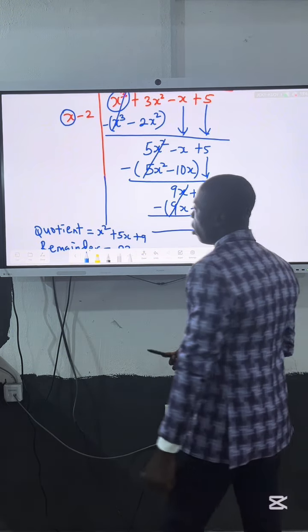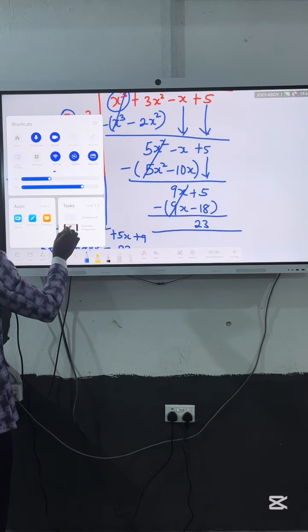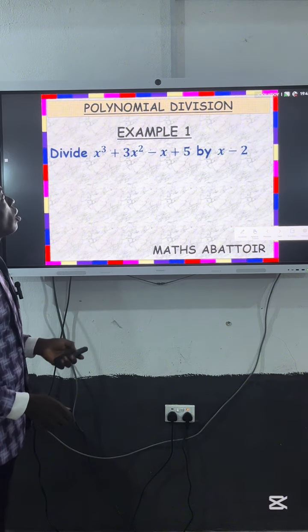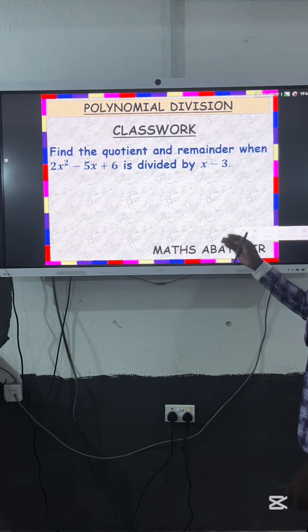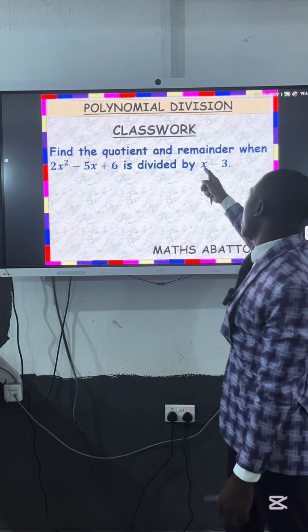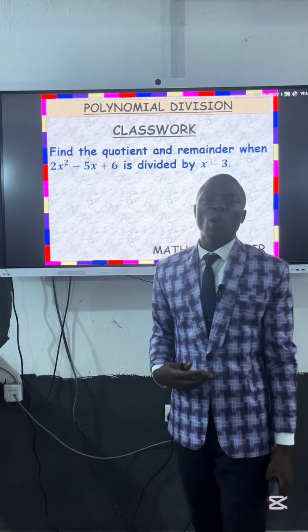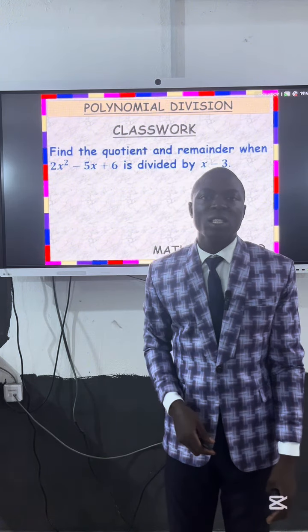I believe it's clear. All right, so let me give you something now to do. All right, this is for you. Find the quotient and the remainder when this function is divided by x minus 2. So do your polynomial division. When you are done, identify the quotient and the remainder. That is what I mean in this example.